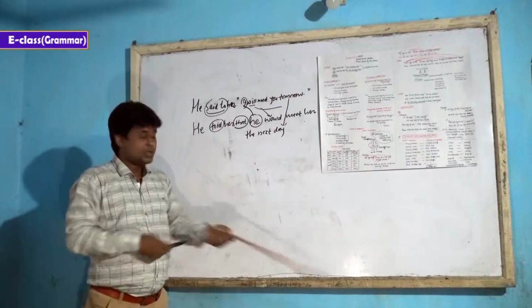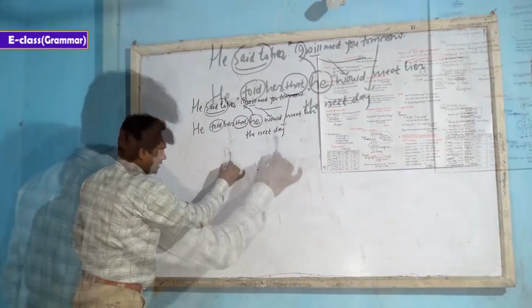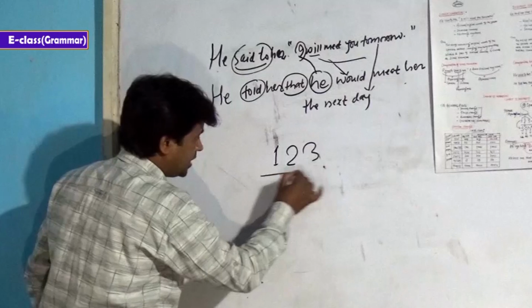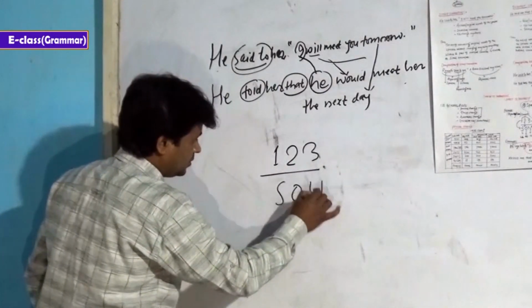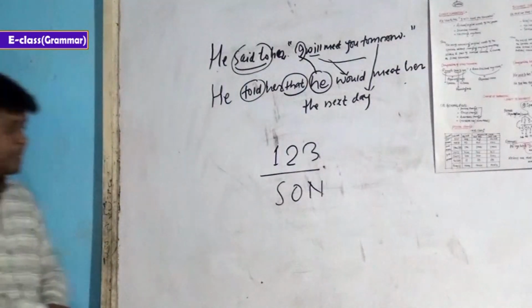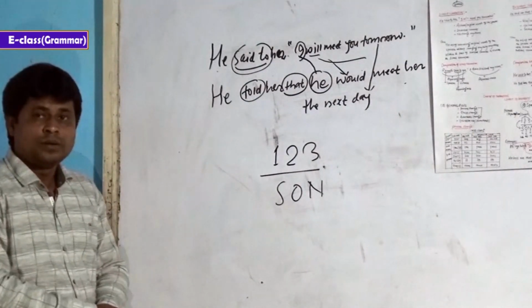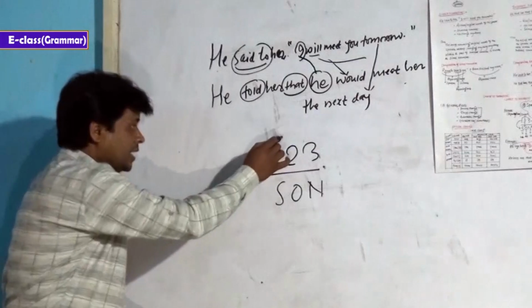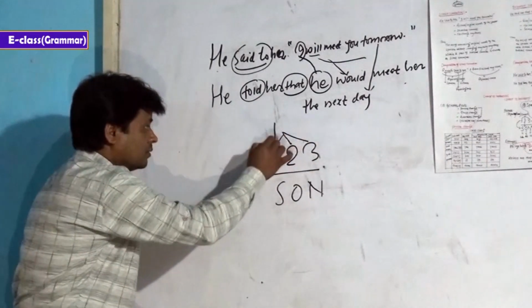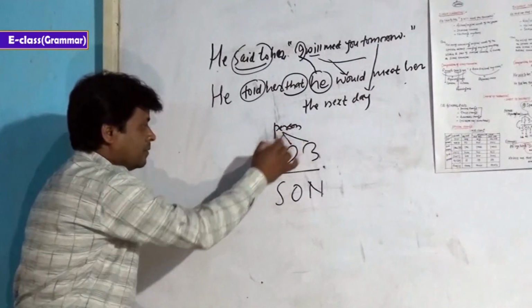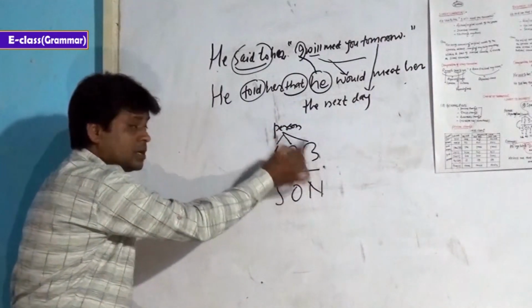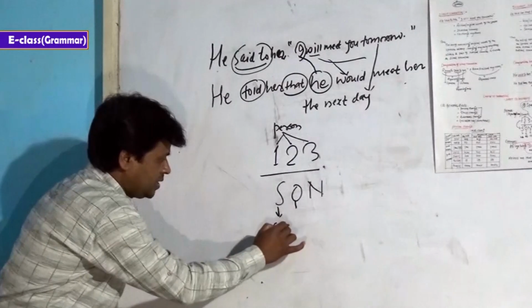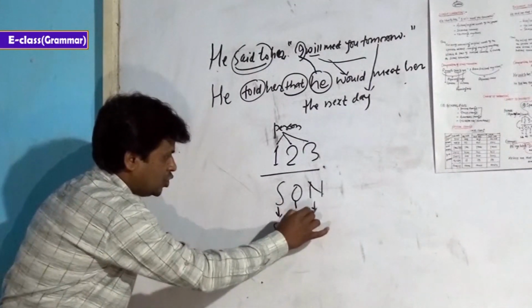After this, we have a formula of person change. The formula is: 1, 2, 3 divided by S, O, N. This is a very important formula for person change. You must do this. What do first, second and third refer to here? They mean person: first person, second person, third person. Whereas S means subject, O means object, N means no change.